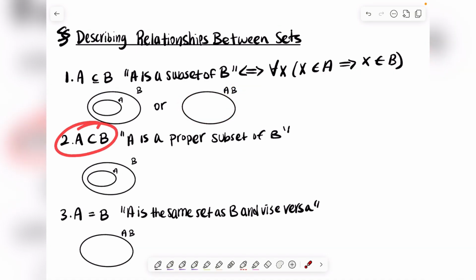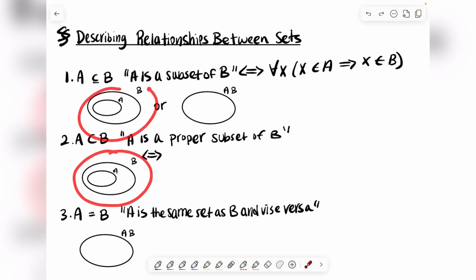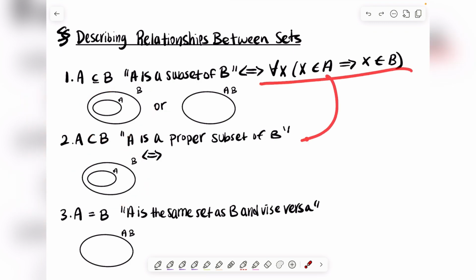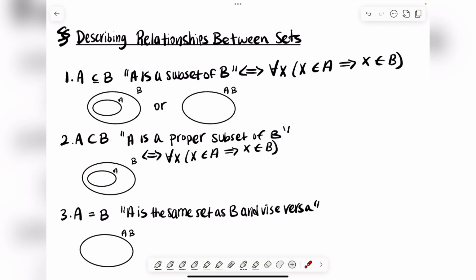For the second relationship, A is a proper subset of B, and we're going to say if and only if what? Well, it's the same thing that we had over here. I'm just going to copy and paste exactly what I had here. Again, this says that if we have some X as an element in set A, then that implies that that same X is also an element in set B, which it is. Look, it's still an element in B.